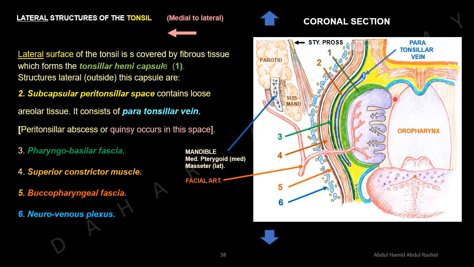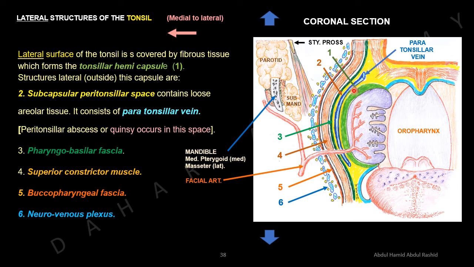This is the medial surface of the palatine tonsil. This will be the lateral surface of the palatine tonsil. So what are the structures on the lateral side of the palatine tonsil? Number one is fibrous tissue forming a half capsule called the tonsillar hemicapsule. This green color is the tonsillar hemicapsule. Outside this one, this yellow color, second layer is the subcapsular peritonsillar space. This is formed by loose areolar tissue. Whenever there is loose areolar tissue, commonly abscesses are formed. So in this layer, quite often, abscesses may form, called quinsy, which occurs in this space.